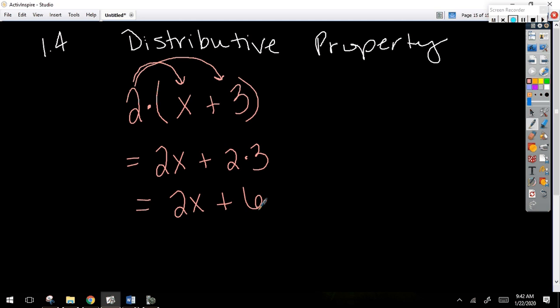Sometimes I can use distributive property. Let's not do that. Let's go to like terms, to kind of simplify some things, okay? So let's talk for just a minute.